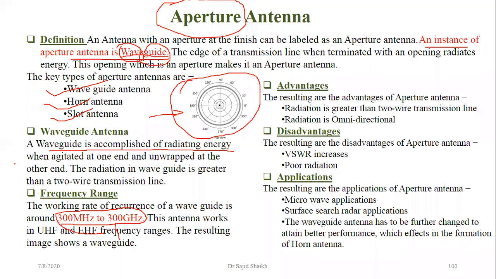So when we are talking about the advantages and disadvantages of this one, the first advantage of this antenna is that the radiation is greater than in two-wire transmission lines. Okay, so radiation is greater, which means the amount of energy radiated with the help of this type of antenna is greater as compared to another antenna. Radiation is omnidirectional.